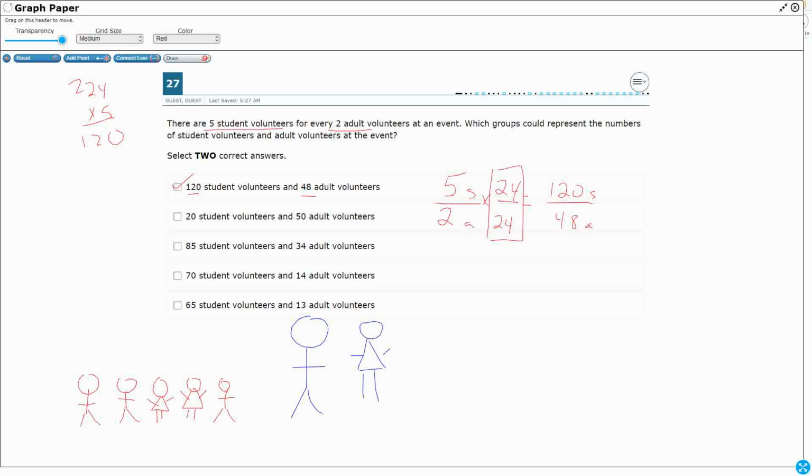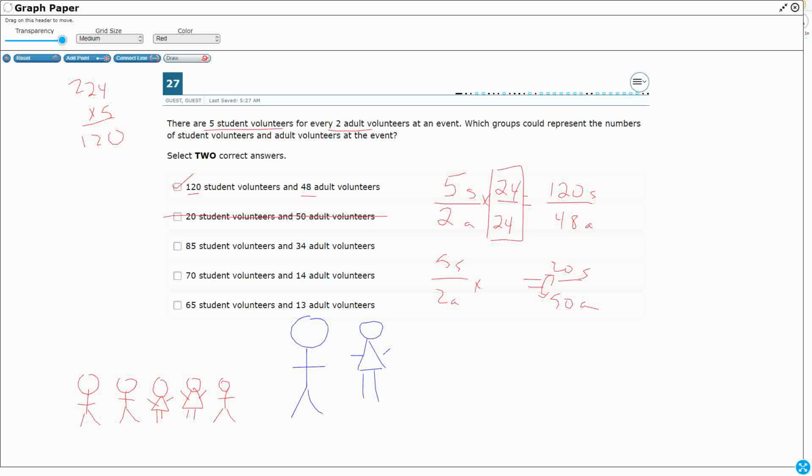Let's check this next one. I've got 5 students over 2 adults, and that's going to be now 20 students, 50 adults. All right, I can already tell you that's going to be wrong. Because look, this is an improper fraction. I got more students than adults. Look what I have over here. I have more adults than students. And that's incorrect. They flipped it, right? If you could flip these numbers, you're good, but I'm not even going to bother multiplying that. The students have to be more than the adults.